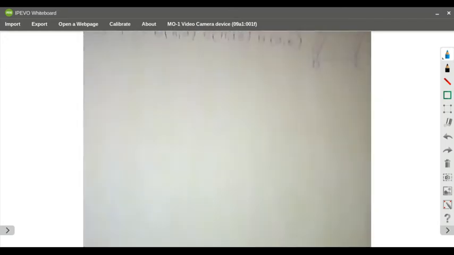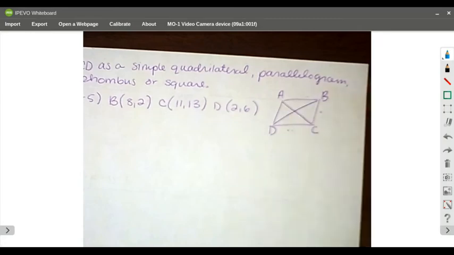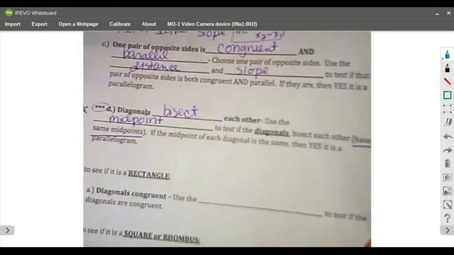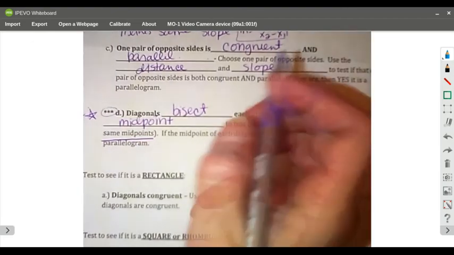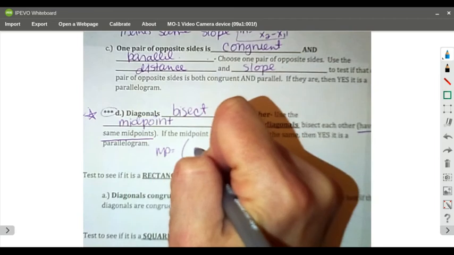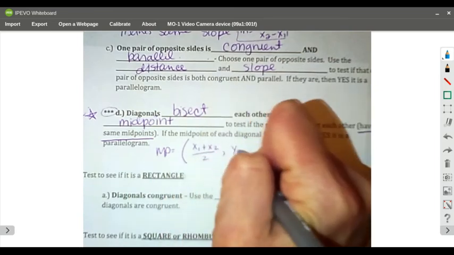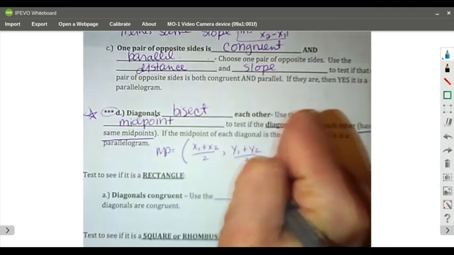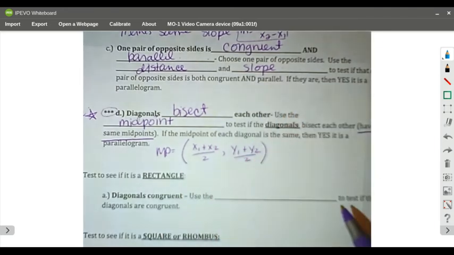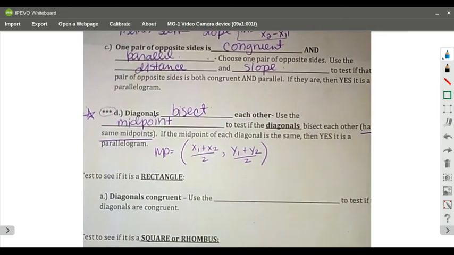So let's go back to our picture. These are the diagonals, DB and AC. Now wait, let me come back over here real quick. Let me write the midpoint formula for you in case you forgot. So the midpoint formula is in parentheses x1 plus x2 over 2, comma, y1 plus y2 over 2. That's the midpoint formula. So you would do that with the 2 diagonals, and if you get them to be the same, then yes, it's a parallelogram.